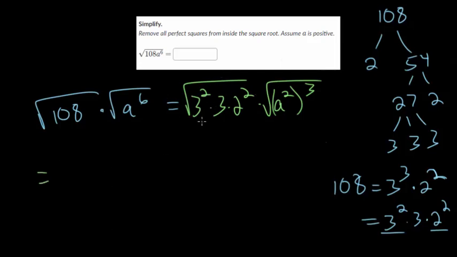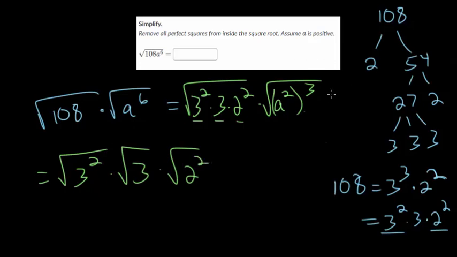Now, this square root, since you have a product, we can break it up into individual ones. So root 3 squared times root 3 times root 2 squared. And then this one, we can simplify. Since you have a square root and a square, in fact, you can switch the 2 and the 3 if you want. Make this root a cubed squared. So then you have this thing, and you're squaring it and square rooting it. So the square root and the square are going to cancel, and you just get a to the third.